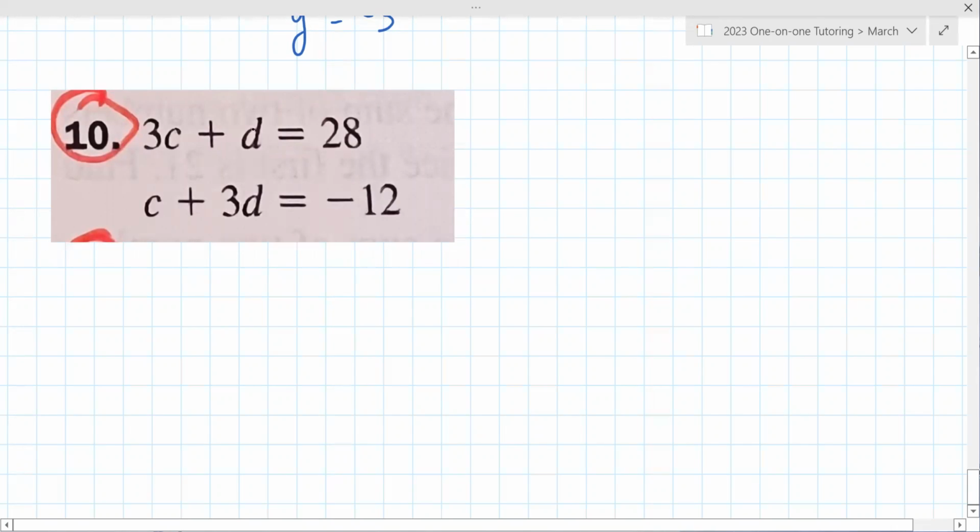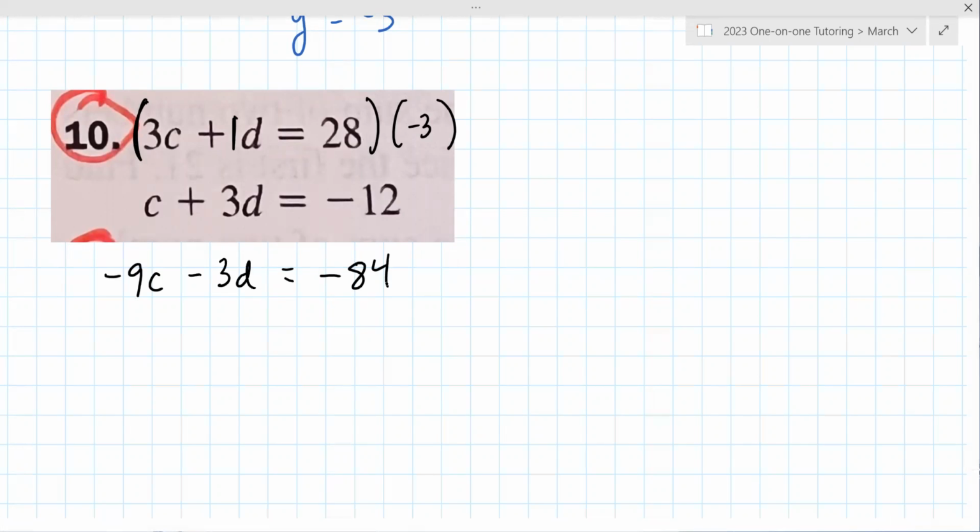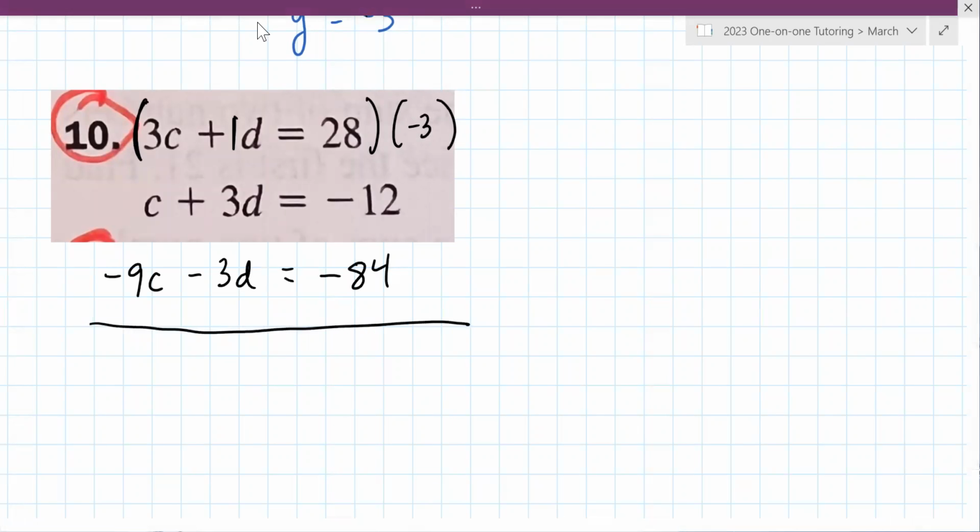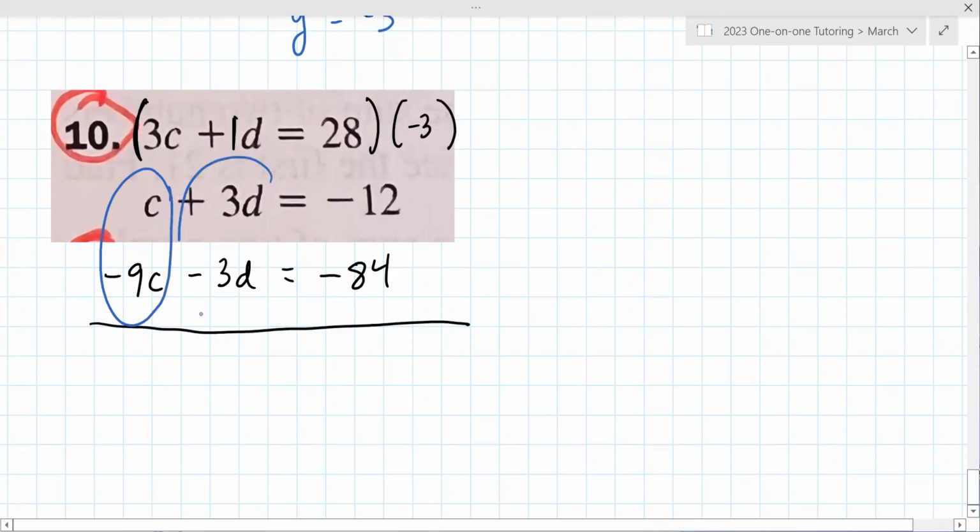So let's start with D. Let's eliminate the D in this problem. So let's multiply it by -3. Okay, I'm going to write the result down here. -9C minus 3D equals, oh boy, that got large, -84. Now we're going to add the equations vertically again. You just go column by column here. So this becomes -8C equals -96.